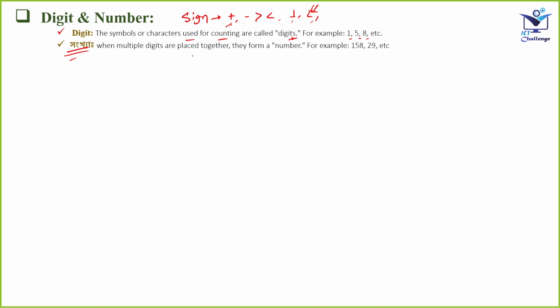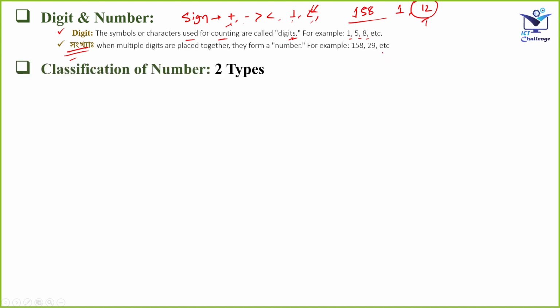When multiple digits are placed together, they form a number, like 158 or 29. When digits are placed next to each other, that is called a number. If I write down 1, that is a digit, and 12 is called a number. Now, classification of numbers: there are two types of number available here.